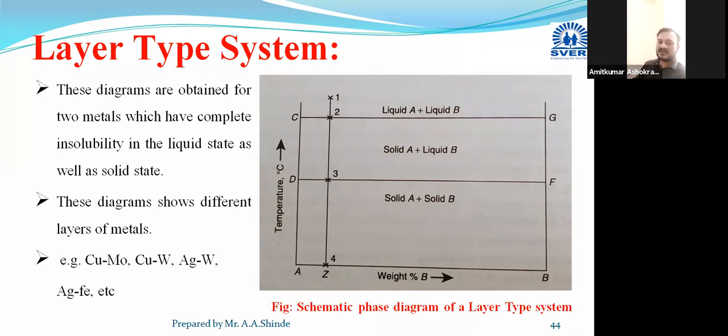Just you have to mention when this layer type system will be obtained: when two metals are completely insoluble in liquid as well as in solid state. In this diagram, we'll get the different layers of the metals. A few examples you have to write.